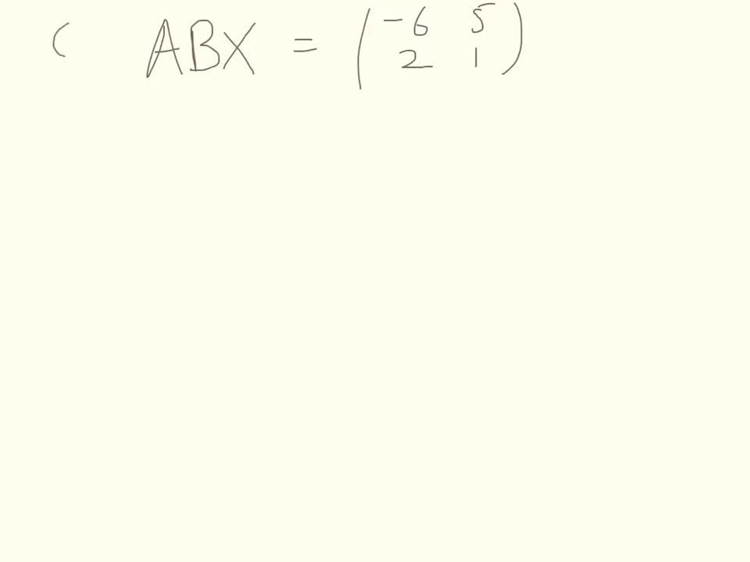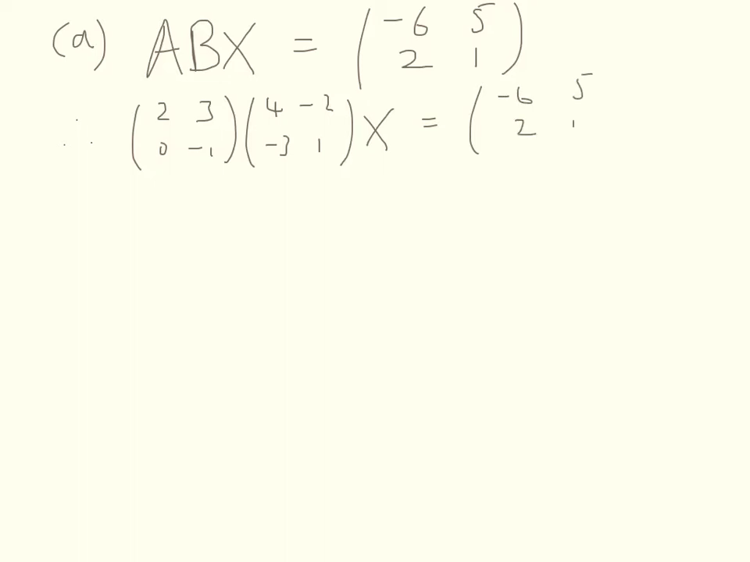This is what you should have done for part A. Substitute in for matrix A, 2, 3, 0, minus 1. Substitute in for matrix B, 4, minus 2, minus 3, 1. X, that's what we're trying to find out, and we can't do anything with the right hand side at the moment. The next step would be to multiply those two matrices together. So pause the video and then do that.